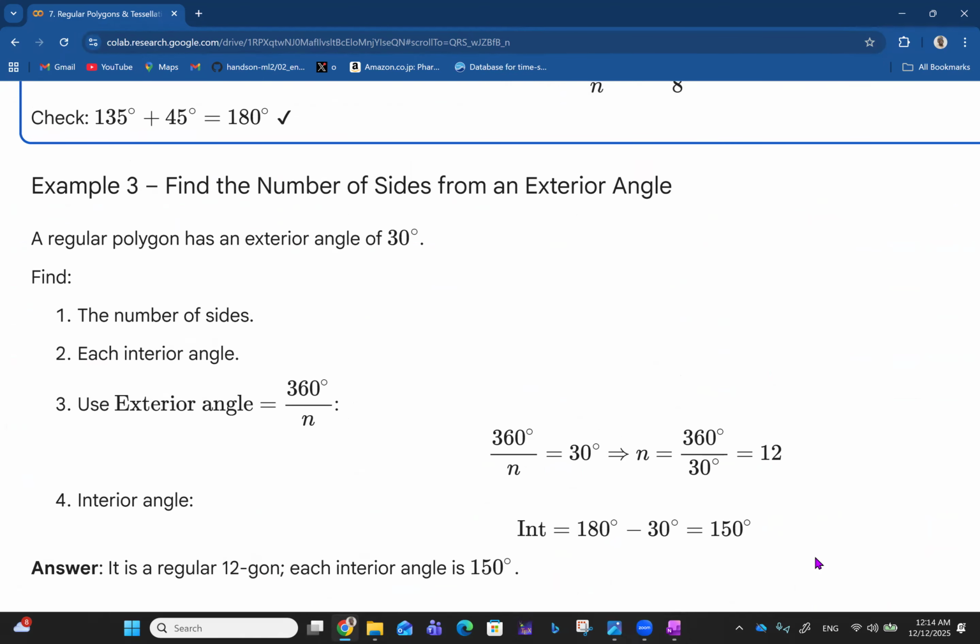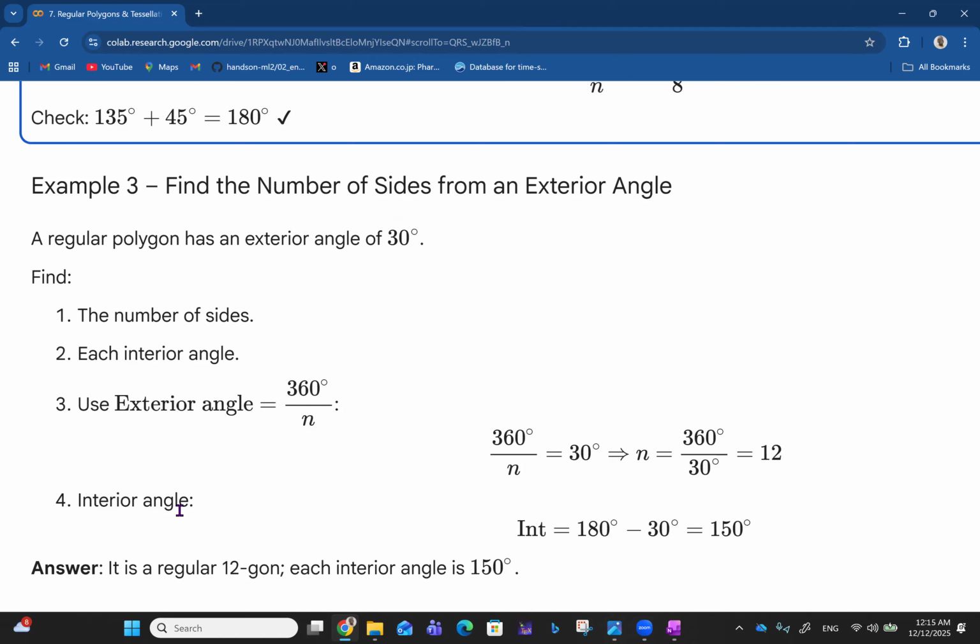For example 3, find the number of sides from an exterior angle. A regular polygon has an exterior angle of 30 degrees. It is regular, so we want to find the number of sides and each interior angle. One exterior angle is simply 360 degrees over n, so 360 over n is equal to 30. That means the number of sides is 360 divided by 30, which is 12. So that's a 12-sided polygon.